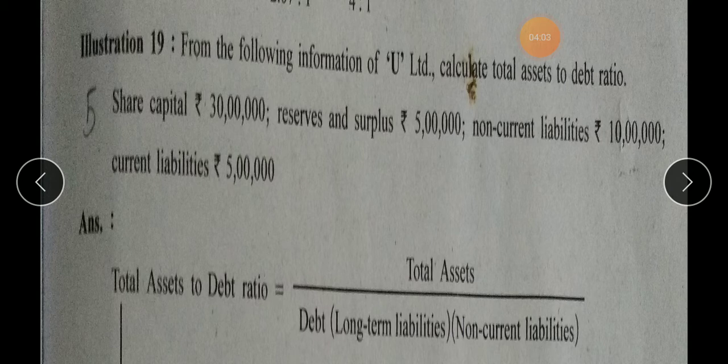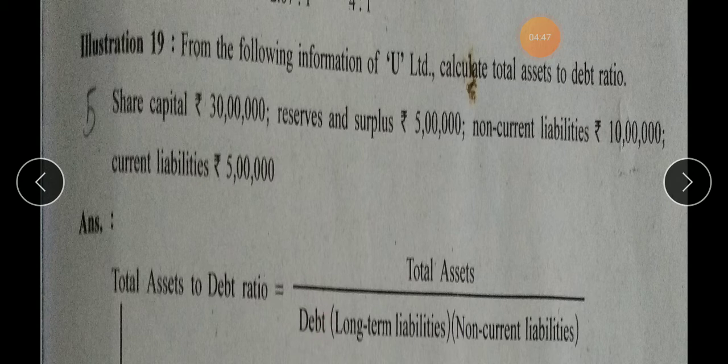The question says, from the following information of U Limited, calculate the total assets to debt ratio. So firstly, you should be clear with the formula. The formula for the total assets to debt ratio is total assets upon long-term liabilities. Let us check the content given to you in the question. Share capital, reserves and surplus, non-current liabilities, current liabilities. Alright, the one ready thing available in this question is non-current liabilities, 10 lakh.